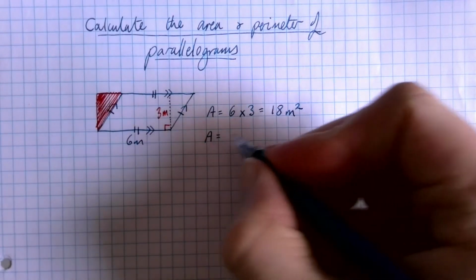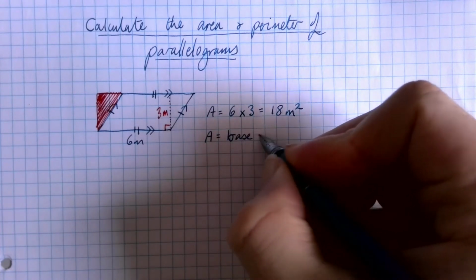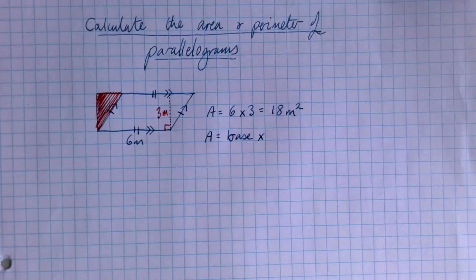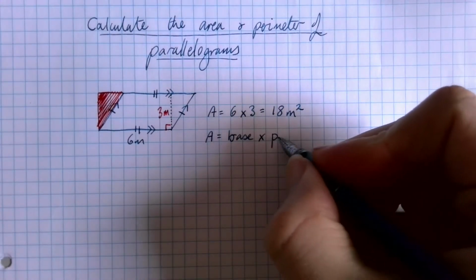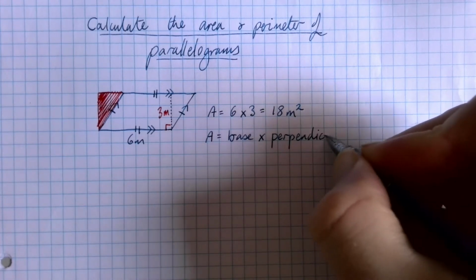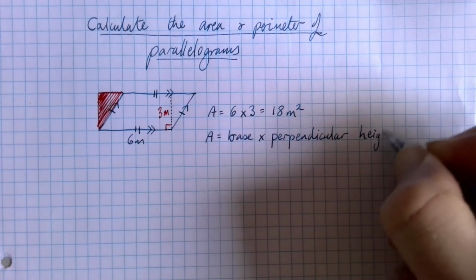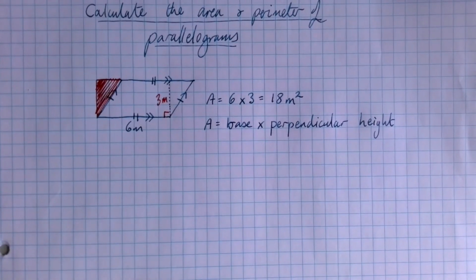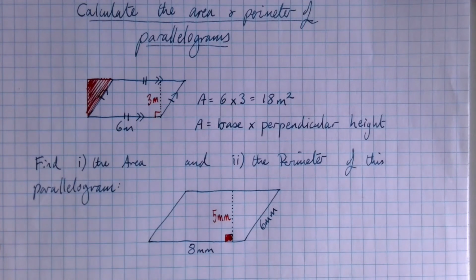Now that means that we can have a rule that we can write down. The area of a parallelogram is the base times, what do you think this is called here? It comes from exactly the same language as what we had yesterday for our triangles. Perpendicular height. So if you could write that down, and then I'm going to draw a parallelogram underneath it, and I'm going to ask you to work out the area and perimeter of that parallelogram. So here's our parallelogram. So take a moment, copy it down, pause the video and have a go at both.